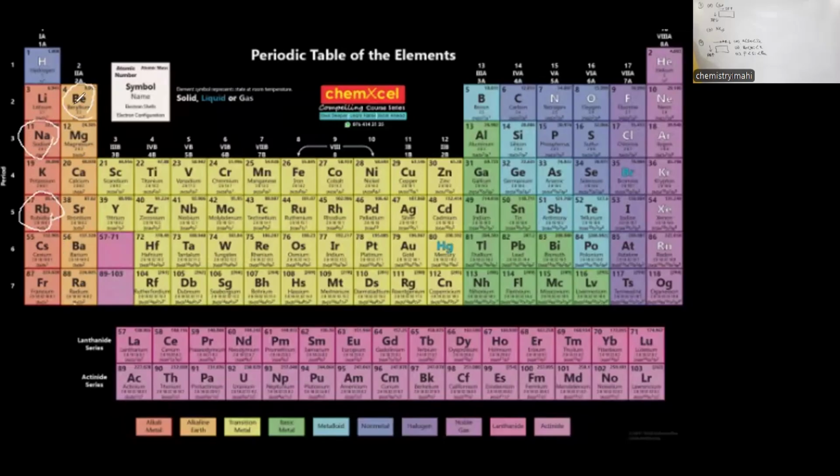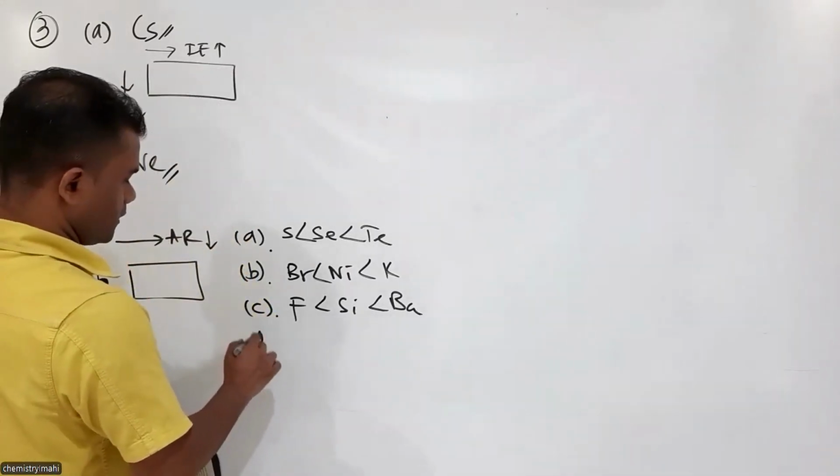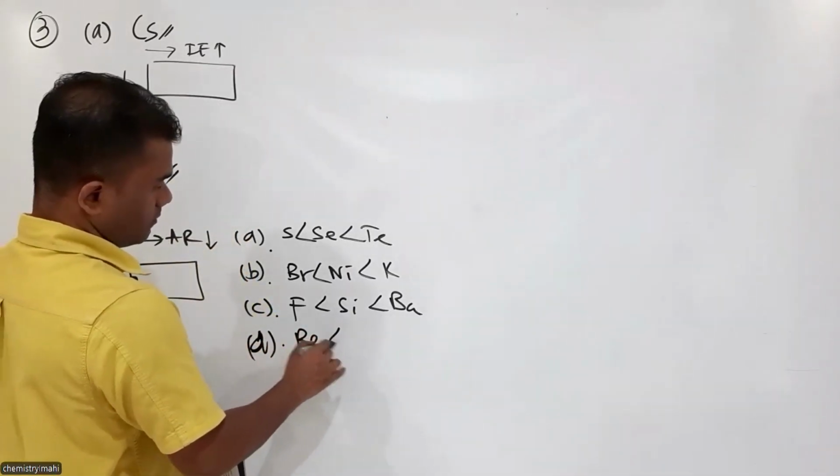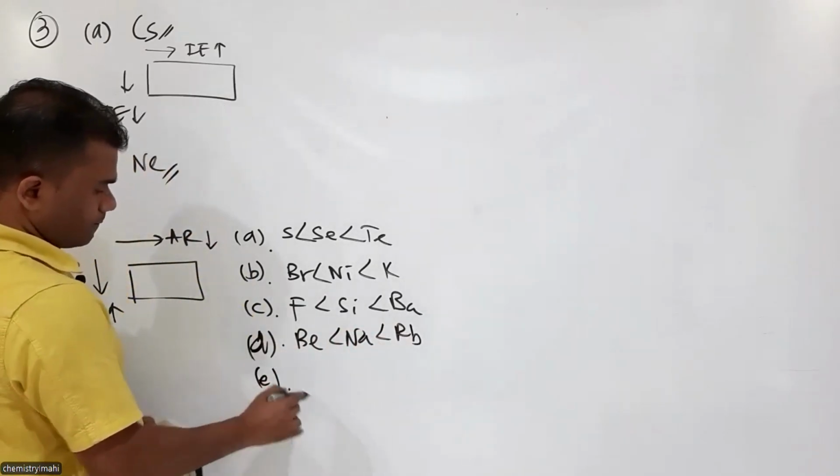The rightmost top one should be the smallest one. Beryllium is smallest. And then the leftmost bottom should be the largest, so rubidium is the largest. Beryllium, sodium, rubidium. That's the order. Let's go to E.